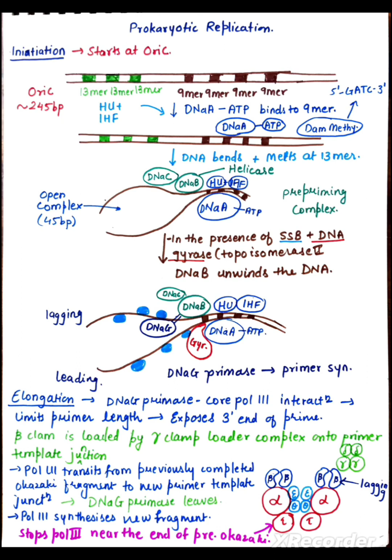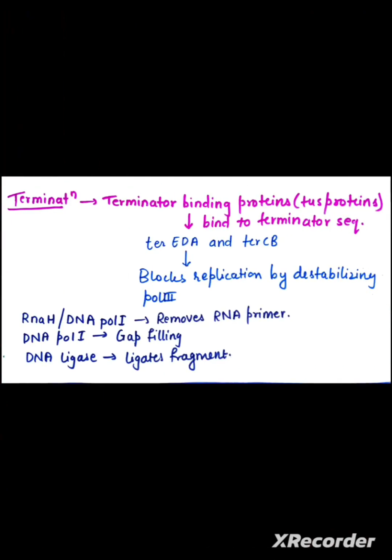Now how does the termination procedure occur? Okay, so the terminator binding protein, that is Tus protein, is important here. It will go and bind to the terminator sequence, TerA or TerB there, and it will block the replication by destabilizing polymerase 3. So polymerase 3 cannot move further, right? There is a destabilizing factor that is bound to that Ter sequence there. So the Tus protein has bound there, so it cannot move further and it's blocked there, and that's how the termination in prokaryotes occurs.